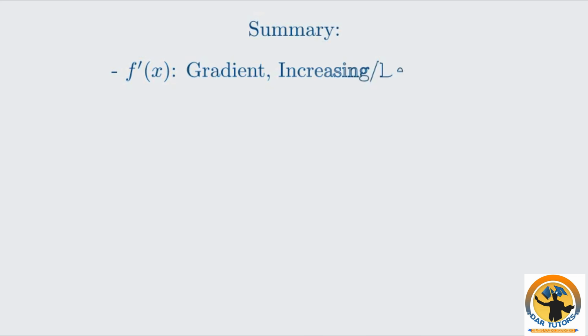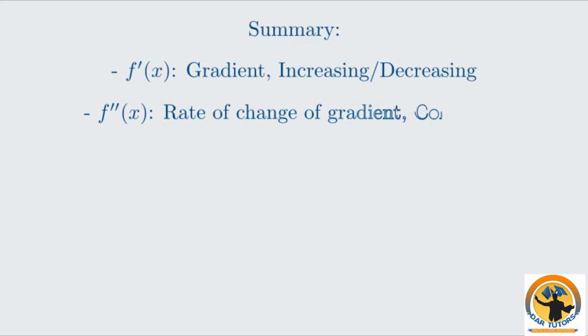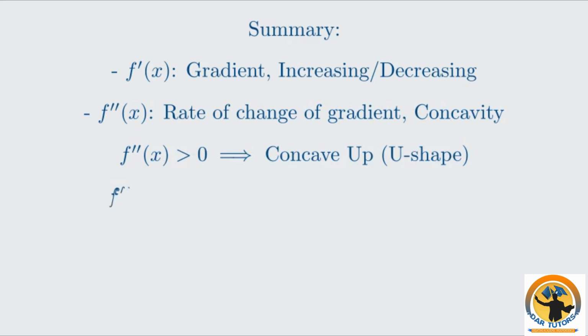Let's conclude with a summary of the key concepts we've covered. We've seen that the first derivative, f prime of x, tells us about the gradient and whether the function is increasing or decreasing. The second derivative, f double prime of x, tells us about the rate of change of the gradient, which determines the concavity of the curve. A positive second derivative means the curve is concave up, while a negative second derivative means it's concave down.